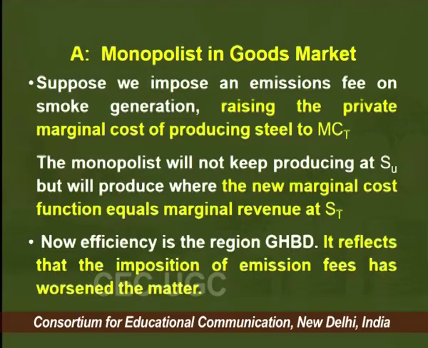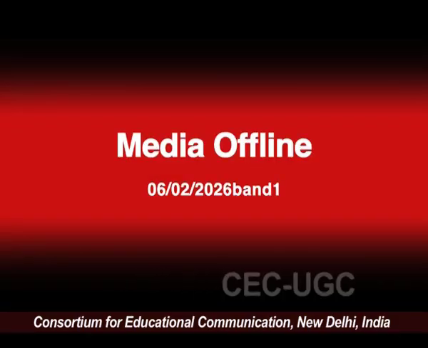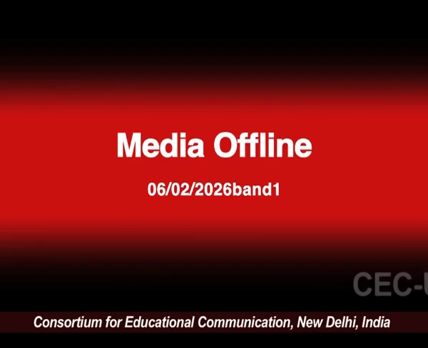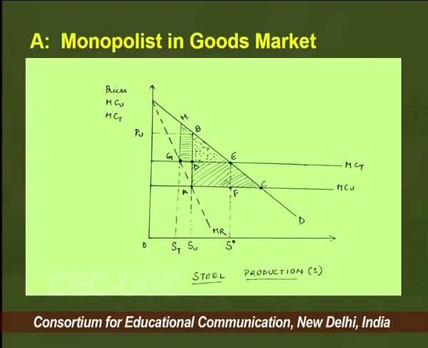I'll just go back to the graph. So GHED is the region which is again generated once you impose taxes. You are producing at ST, not even at SU. So once such a firm is taxed, the point of production shifts even lower than SU, and that is ST. At ST, what kind of additional deadweight loss do you generate? That is GHBE.